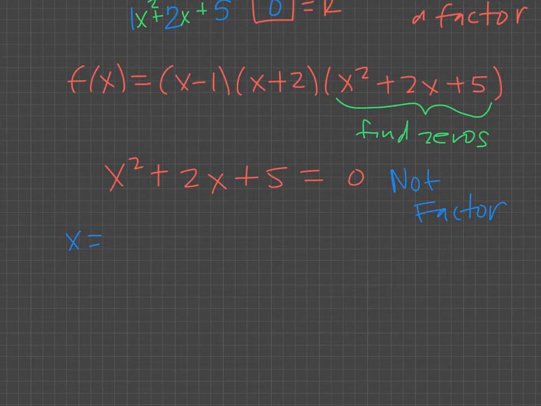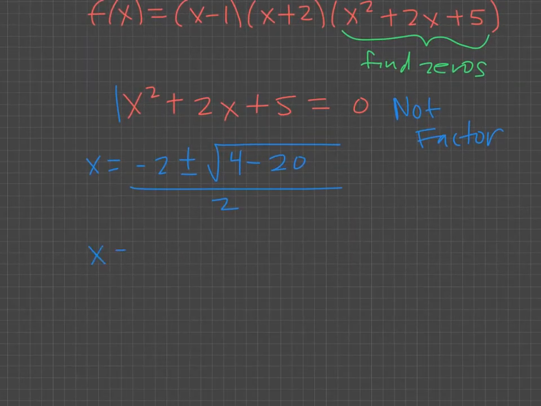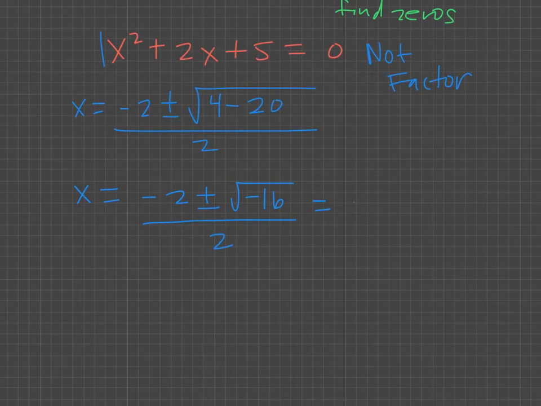So we get x equals -2 plus or minus square root 2 squared, which is 4, minus 4 times a, which is 1, times c, which is 5. So we get minus 20 all over 2 times 1. Okay, so we get x equals -2 plus or minus. We're going to end up with a -16 underneath that square root. That's all over 2.